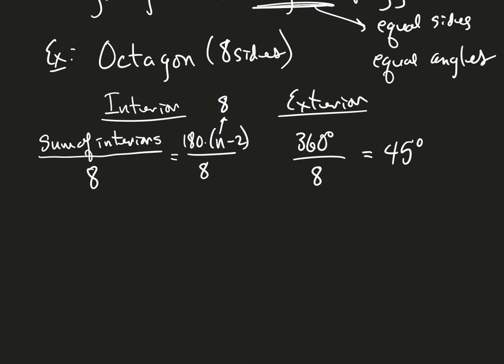And so the math then turns into 180 times 6 divided by 8. 8 minus 2 is 6. So the sum of the interior angles would be 180 times 6, so 1,080. But then we have to divide by 8, and so we get an interior angle being 135.